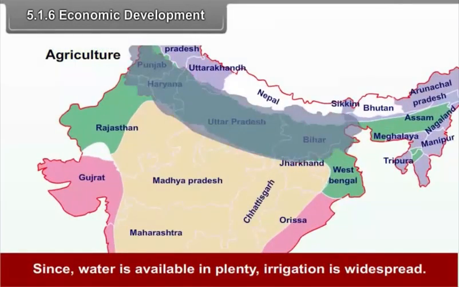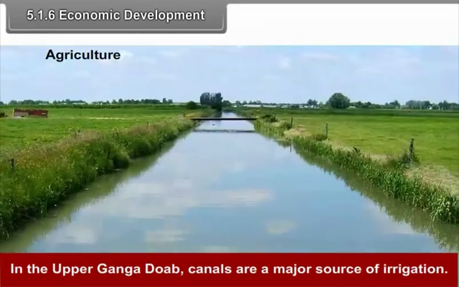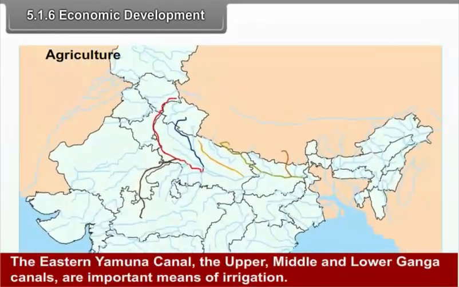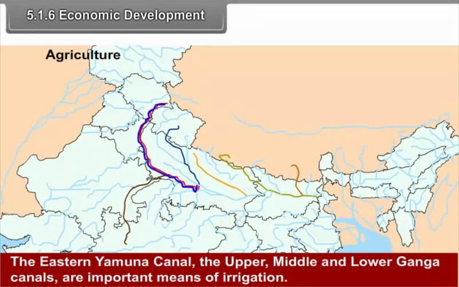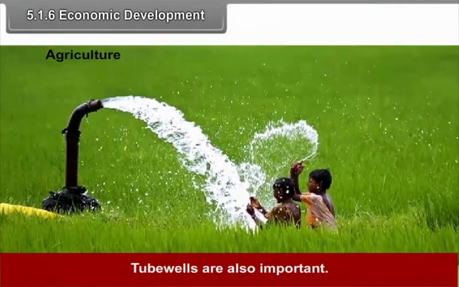Since water is available in plenty, irrigation is widespread. In the Upper Ganga Doab, canals are a major source of irrigation. The Eastern Yamuna Canal and the Upper, Middle and Lower Ganga canals are important means of irrigation. Tube wells are also important.